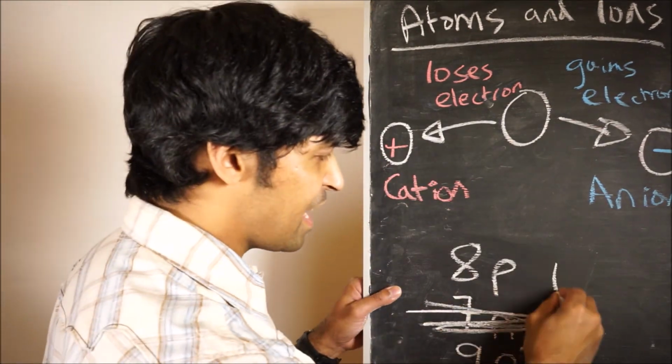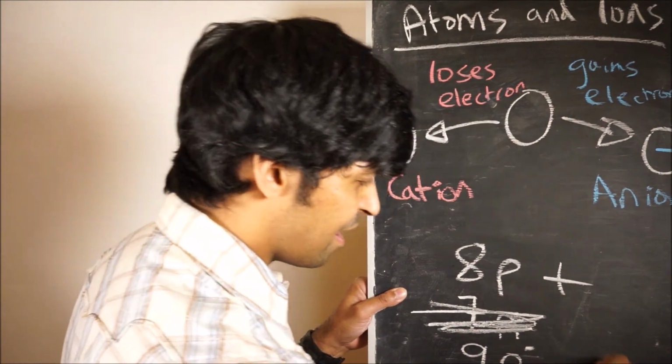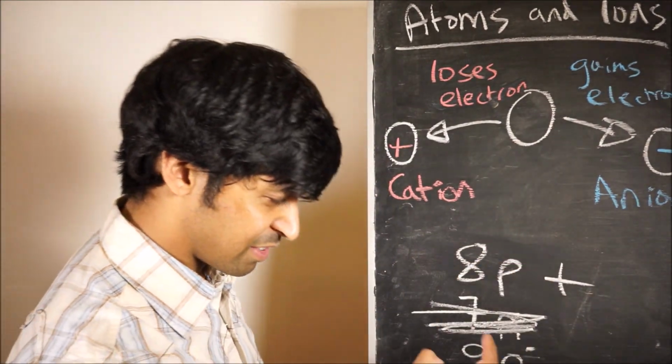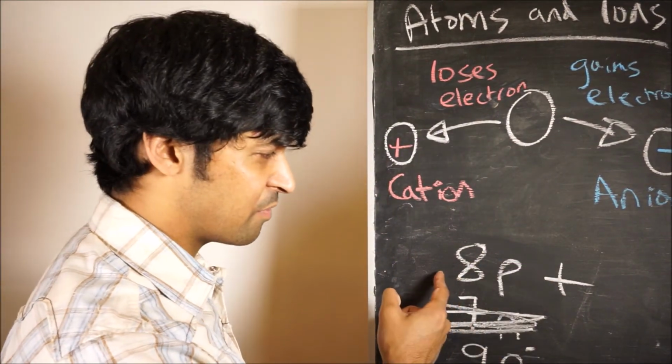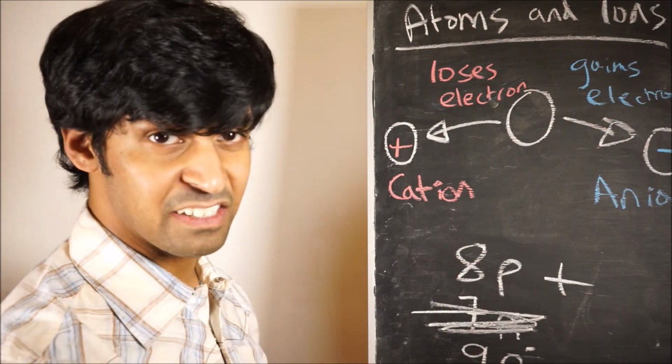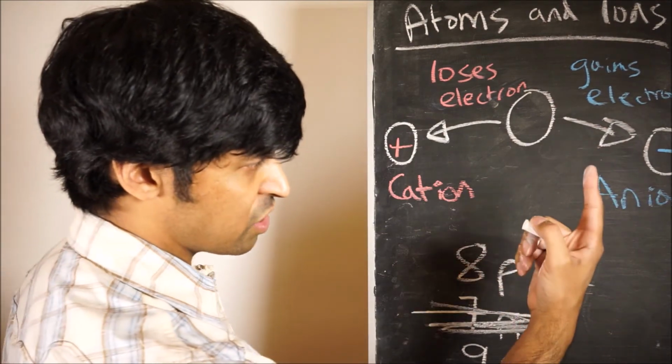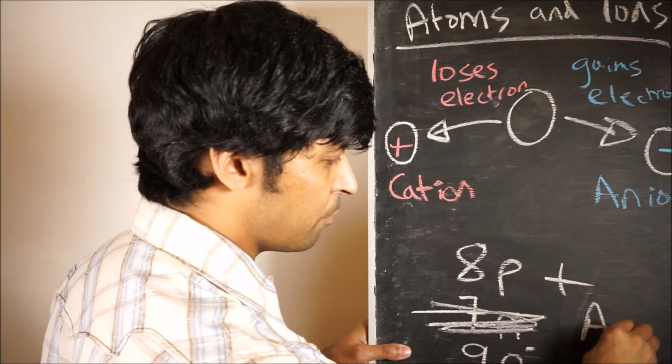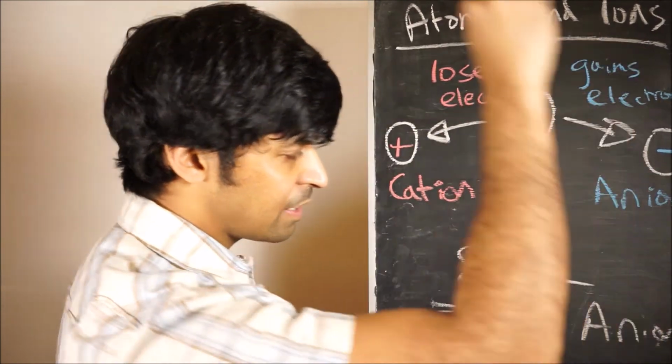So let's have a look at this. 8 protons, they're the positive. 9 electrons, these are the negative. It's got 1 more of these than it has of these, which means it's a negatively charged ion, which means it's an anion. Okay? Hope that makes sense.